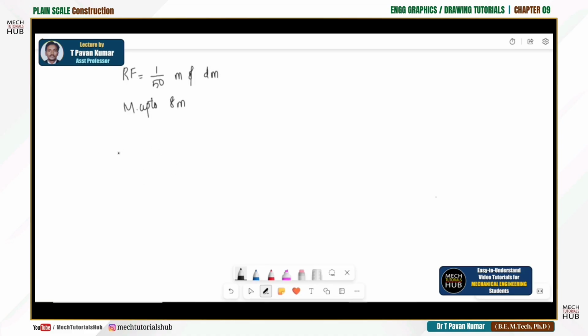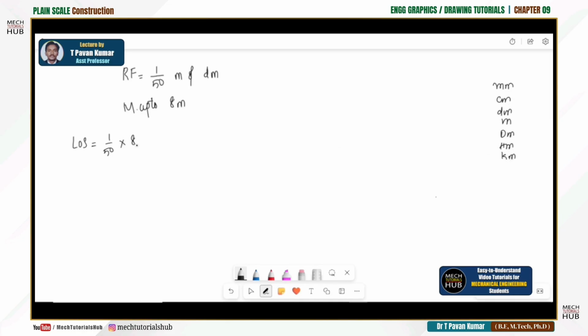So firstly we need to calculate. RF is directly given, so the length of the scale has to be calculated. LOS, length of scale, is equal to RF, which is 1 by 50, multiplied by the 8 meters given. So again, if you don't remember, try to remember this, then it becomes easy for you to understand.